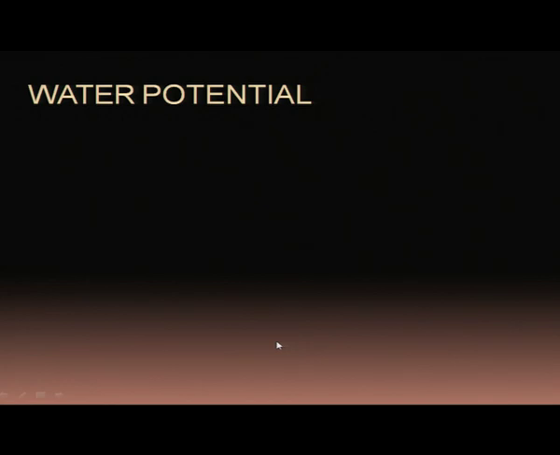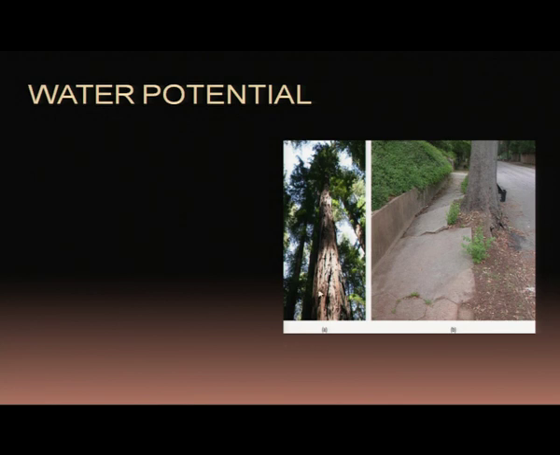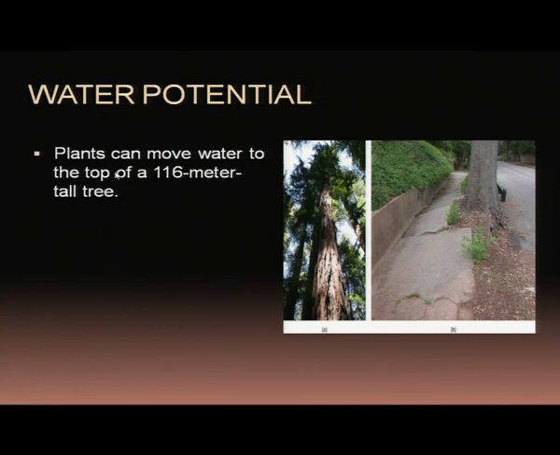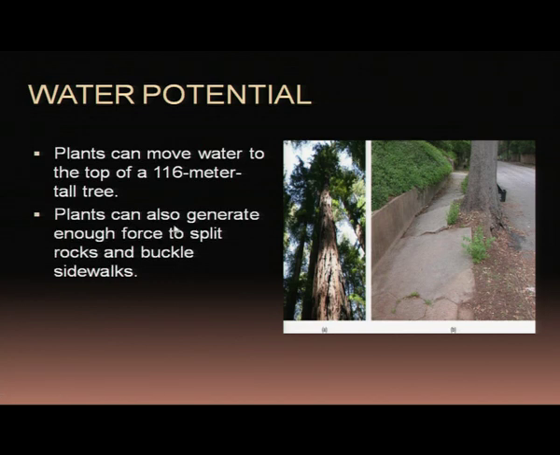Talking about water potential. See this picture. This is one of the tallest trees present on the face of the earth, the sequoia, and here what is happening? The pressure from the roots of the tree seems to have broken the pavement, which is made up of cement. How is it possible? Plants can move water to the top of a 116-meter tall tree. How? Plants can also generate enough force to split rocks and buckle sidewalks, as we can see in this picture. The question is, how is it possible?